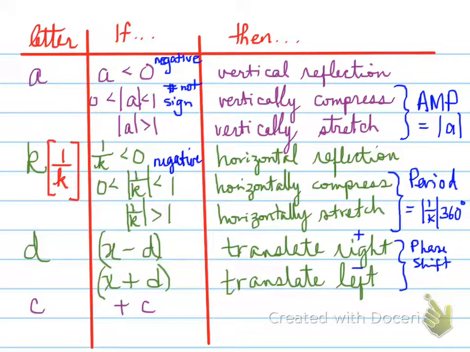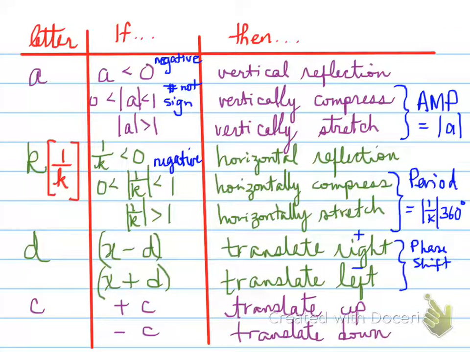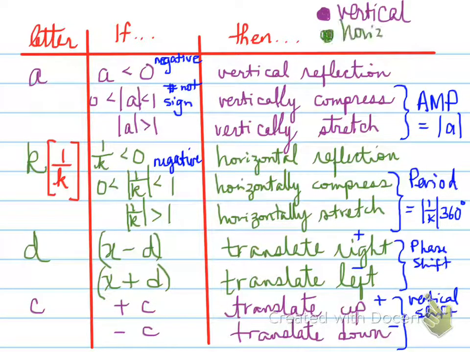All right, C. C, that's the end, that's after everything. There's a plus C, and that means it translates up, or a minus C, which means that the graph translates down. So what happens here is this affects something called the vertical shift. The vertical shift moves up or down, so plus or minus. Later on, we're going to see that that vertical shift plays a major role in being able to determine some important key features about the graph.